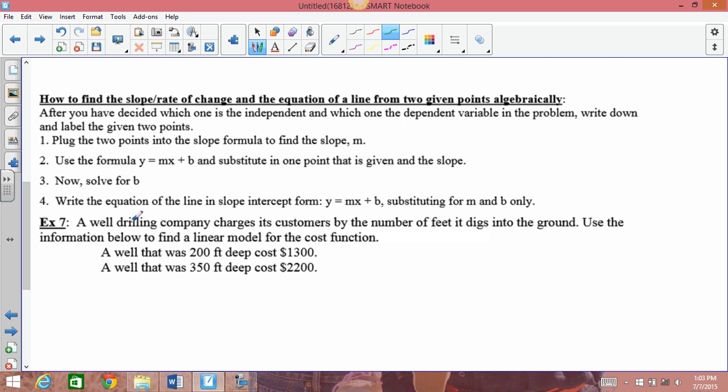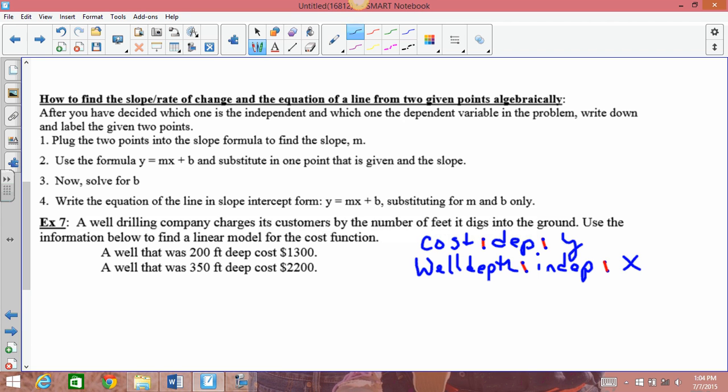Here it says in example 7, a well drilling company charges its customers by the number of feet it digs into the ground. Use the information below to find a linear model for the cost function. So what we're seeing here is that a well that's 200 feet deep costs $1,300, and a well that's 350 feet deep costs $2,200. So you can see here that the cost is dependent upon the depth. So if my cost is dependent, then my cost is my dependent variable. So that's my y. So then the well depth must be my independent variable, which must be my x.